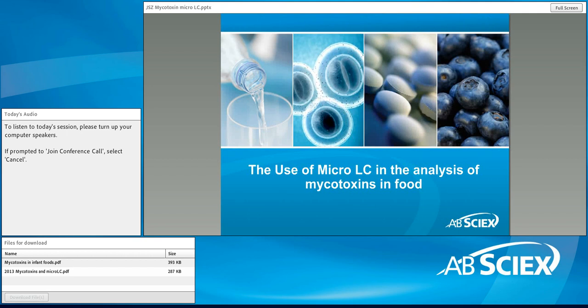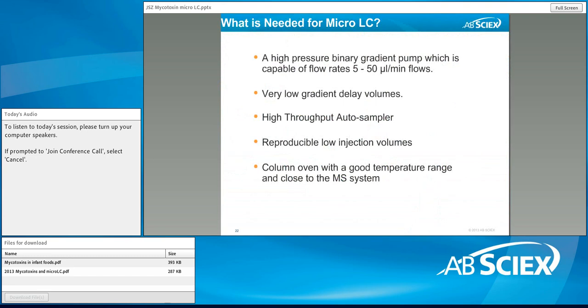Okay, so in the next few slides, I want to show you some results. We used microLC for mycotoxin analysis. Of course, the question here is, will microLC bring us any benefit for this mycotoxin analysis? So, what is needed for microLC? First of all, we need a high-pressure binary pump, which allows us to use a flow rate, for example, between 5 and 50 microliter per minute.